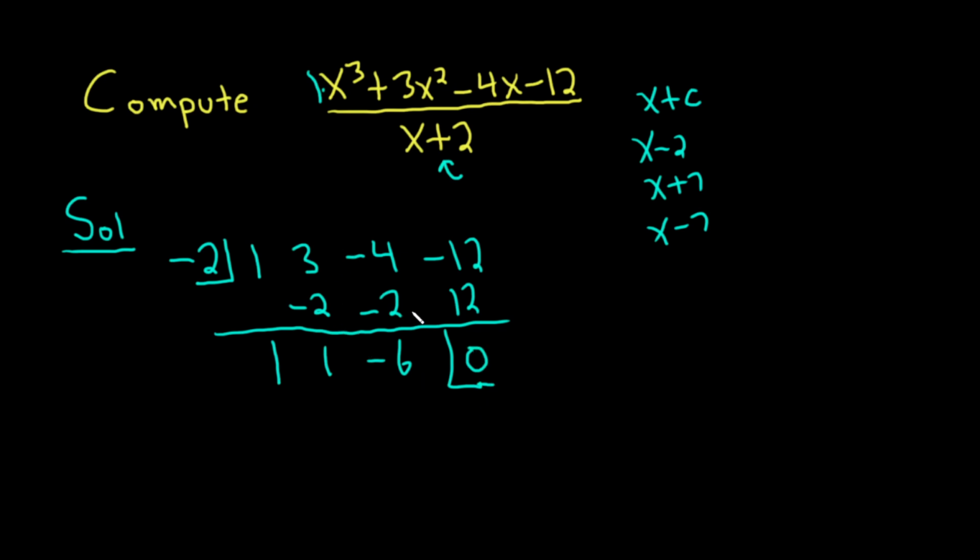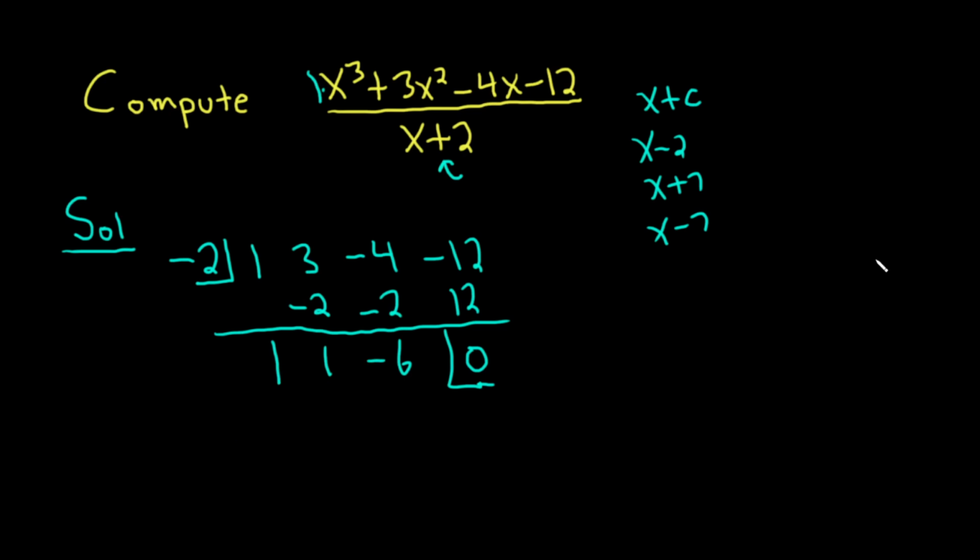So let's go over that again because I did that quickly. Bring down the 1. That's the first step. You just bring it down. And then you start the multiplication and addition process. So 1 times negative 2 is negative 2. Then you add: 3 plus negative 2 is 1. 1 times negative 2 is negative 2. Negative 4 plus negative 2 is negative 6. Then you multiply: negative 6 times negative 2 is 12. You add and you get 0. So now we can write the answer down.